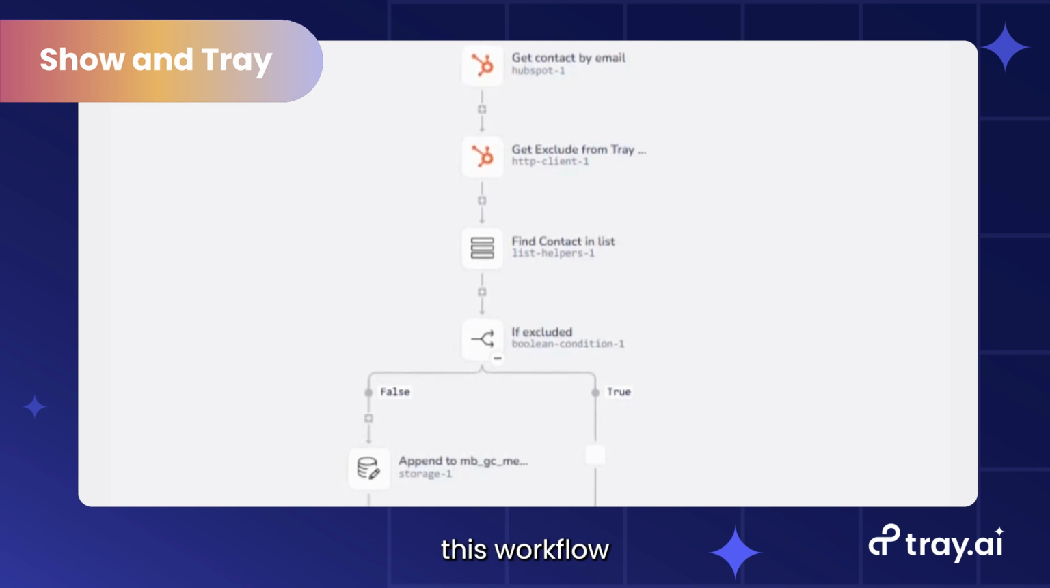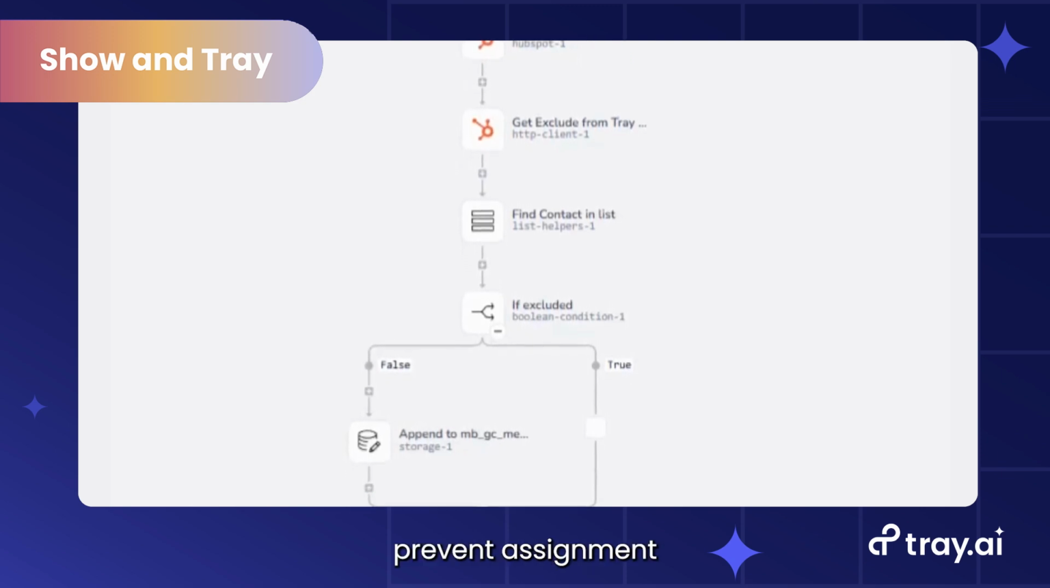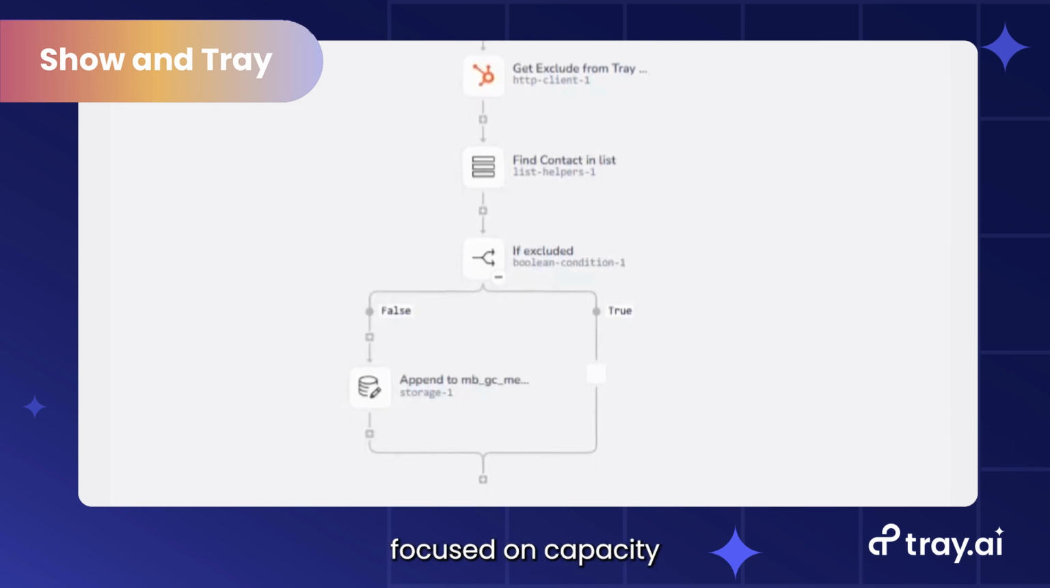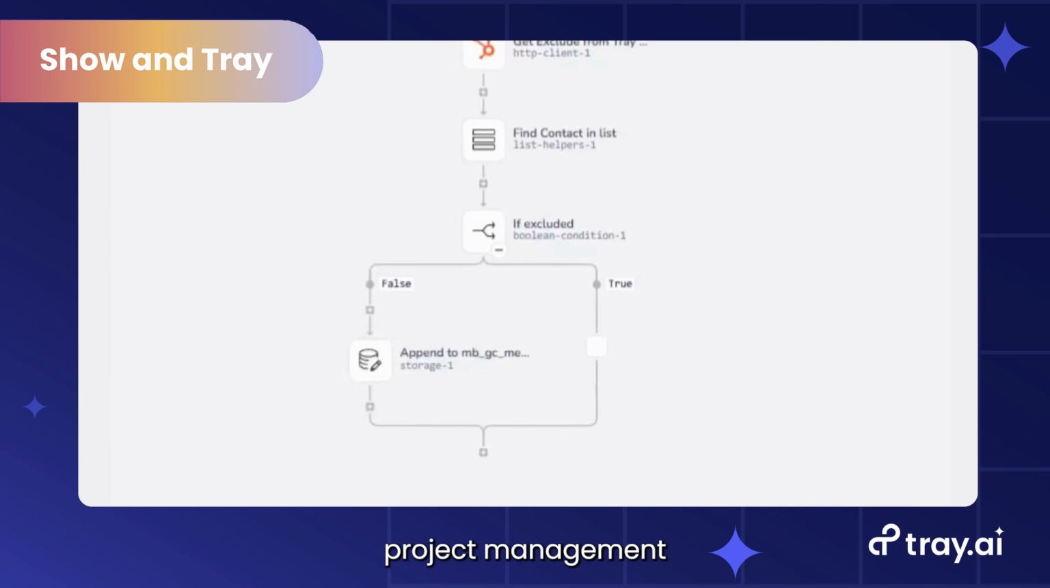Additionally, this workflow uses an exclusion list to prevent assignment creation for sales and leadership teams, as we're primarily focused on capacity tracking for project management and service teams.